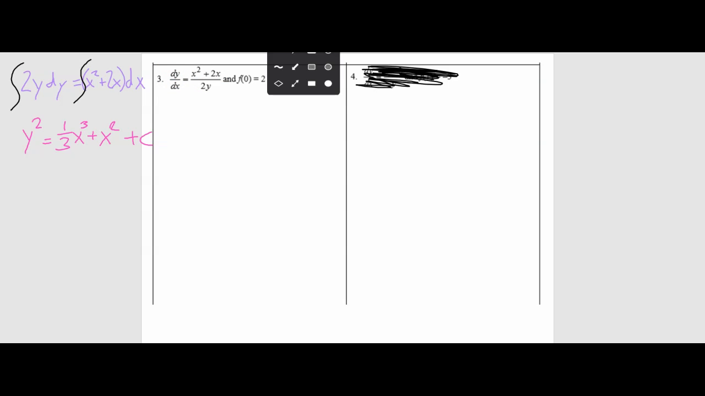If you wanted to, you could actually solve for y, and you could get y is equal to plus or minus the square root of everything we have on the right-hand side. But we actually need to go further anyway, right? Because we're told that we have this initial condition right here, that f of 0 is equal to 2, or when x is equal to 0, y is equal to 2. So we need to go ahead and use that to figure out what our c is. So y is equal to 2 when x is equal to 0.